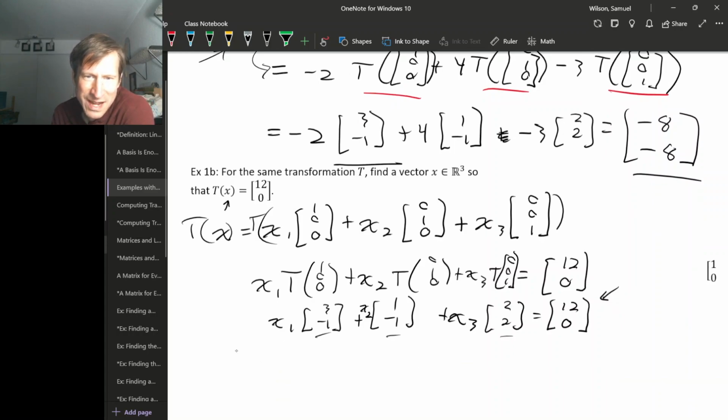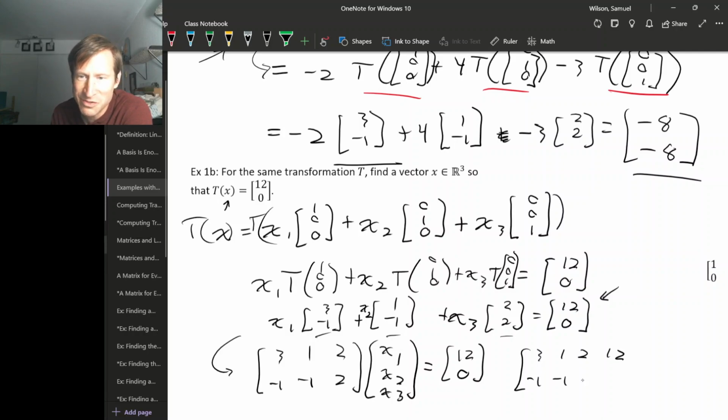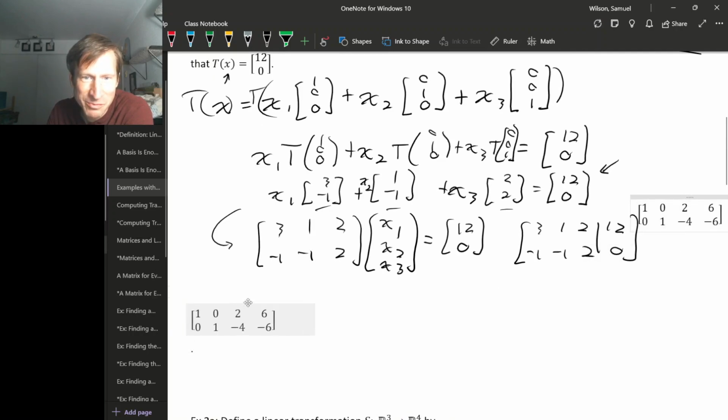To do that, we can interpret this as saying we have a matrix [3, 1, 2; -1, -1, 2] times some unknowns, x1, x2, x3, and we want this to be equal to (12, 0). And how we can solve this is by writing the augmented matrix [3, 1, 2, 12; -1, -1, 2, 0]. Right, this is augmented. And then row reducing. And when we row reduce, here's the result that we get.